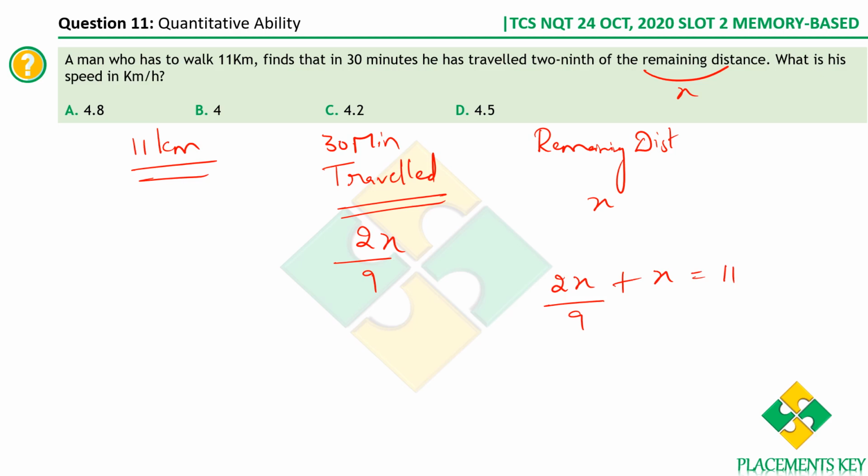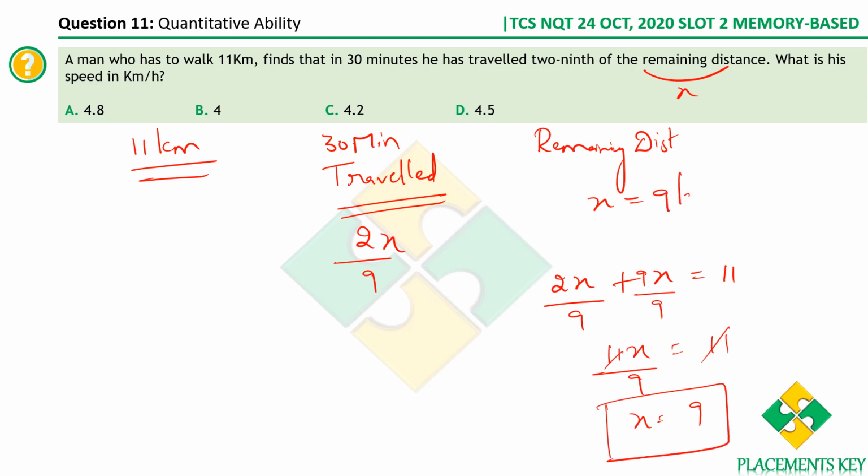What is it that we get? We take 9 as LCM, so we get 2x plus 9x. Or in simple terms, we can write x as 9x by 9. We are not changing the value. Since the denominators are equal, you can add, so you get 11x by 9 is equal to 11. So 11 cancels, and you get x value as 9. Therefore the remaining distance was 9 kilometers.